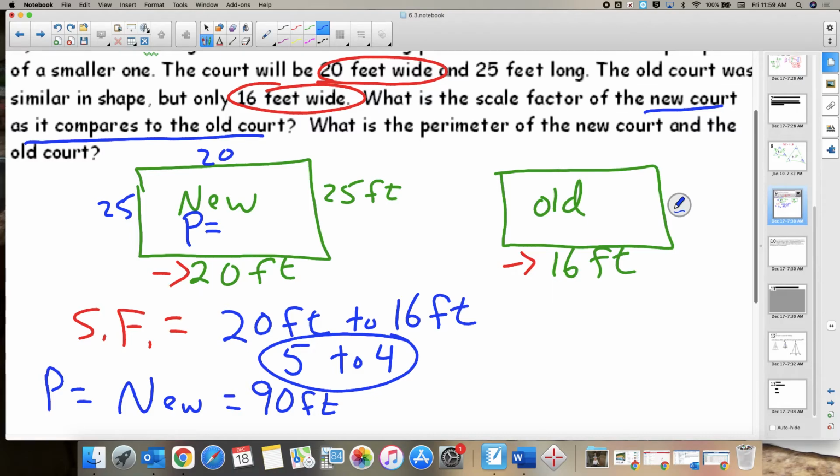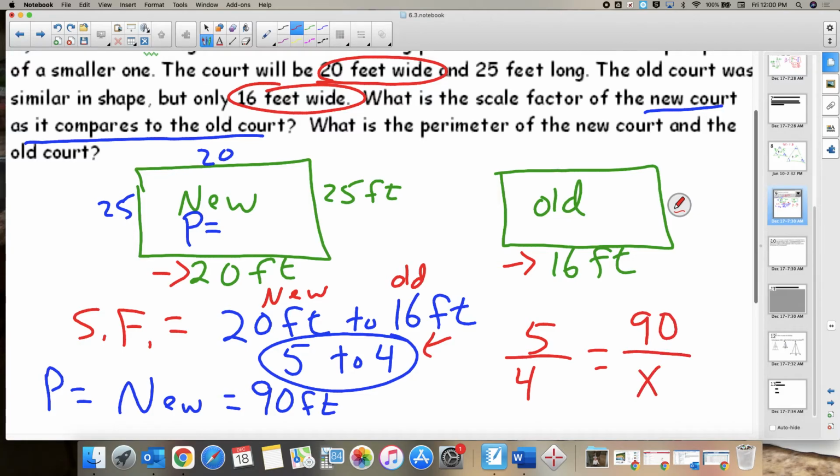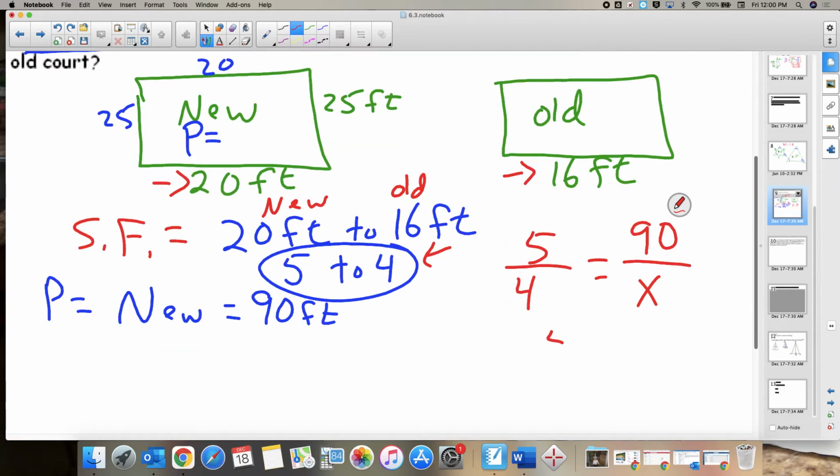To find the perimeter of our old court, this is where we're going to set up our proportion. We have our scale factor. The scale factor is 5 to 4. That was new to old. We know the perimeter of our new is 90. What we don't know is the perimeter of our old. Remember, the perimeters will have the same scale factor as your sides. So in our proportion, we get 5x equals 360.